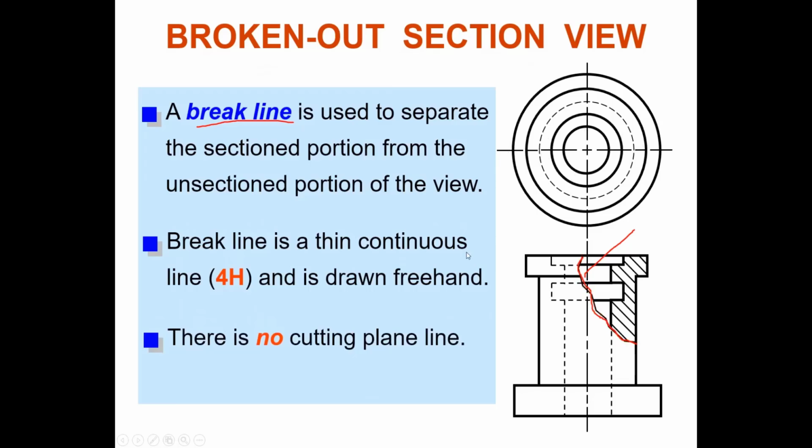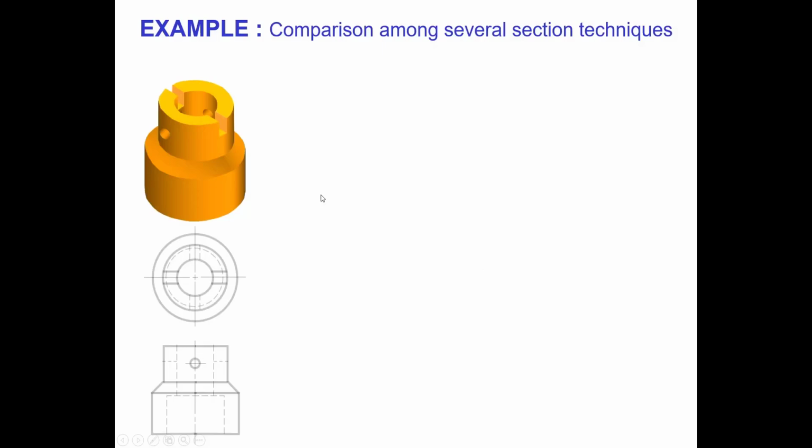But for this broken out section, we didn't have a cutting plane line at the top view. Okay, example comparison among several section techniques. You have this kind of mechanical component, like a flange here, with internal structure that is a hollow shape. At the bottom is your orthographic drawing.